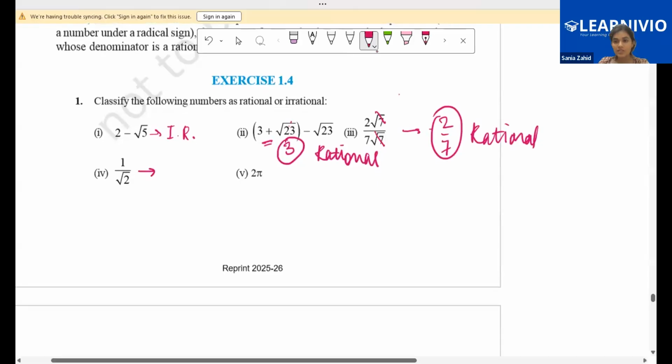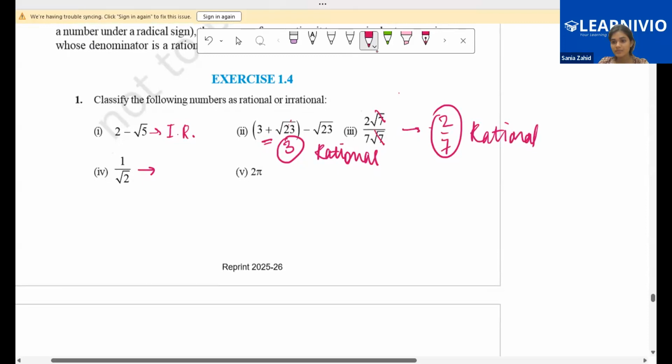Irrational. Okay, good. This is also irrational. And the fifth one. Irrational. Amar, are you there in the class? Amar, I don't hear you. Children, the fifth one, what are you saying? Is it rational or irrational?